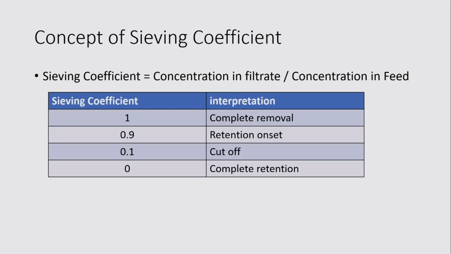So before going into details of that, we'll brush up the concepts of sieving coefficient and molecular weight retention onset and cutoffs. Sieving coefficient is basically the concentration in the filtrate divided by the concentration in the feed or inlet fluid. When sieving coefficient is 1, it means that particular solute is completely removed from the inlet fluid. When it is 0.9, that means retention of that particular solute has started; it is the onset of retention. When it is 0.1, then we call it a cutoff. After that, it will not be satisfactorily removed, and 0 means it will be completely retained.